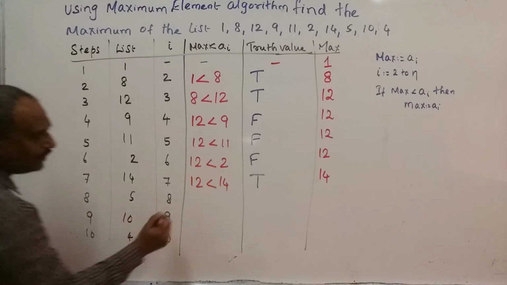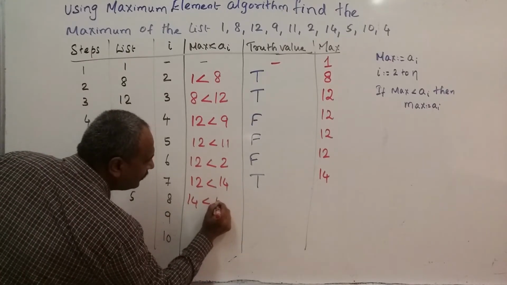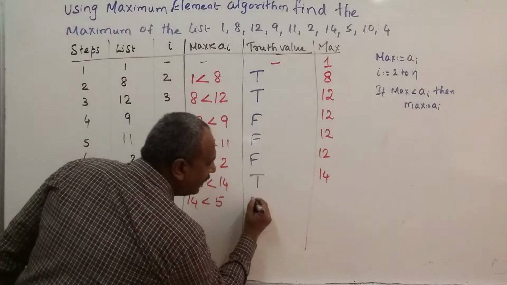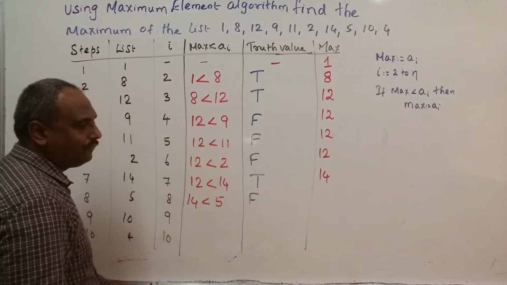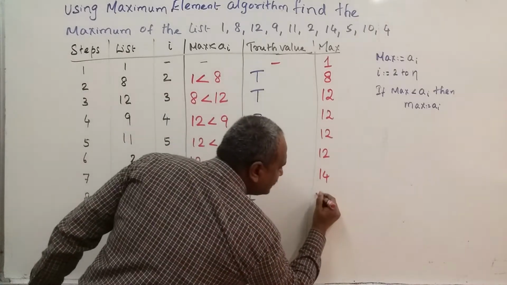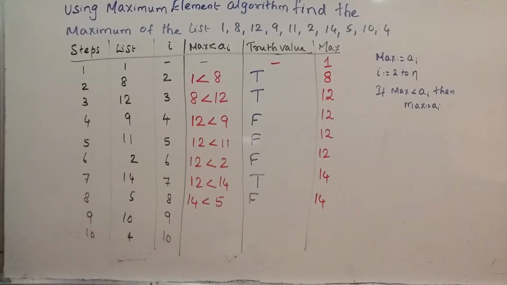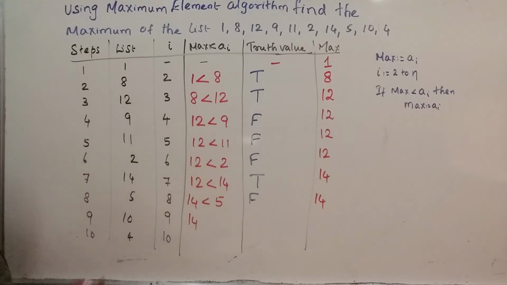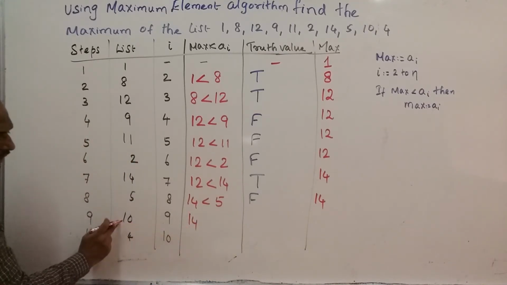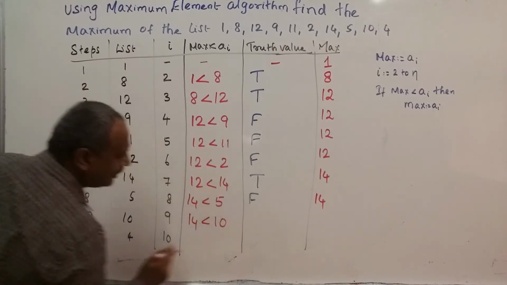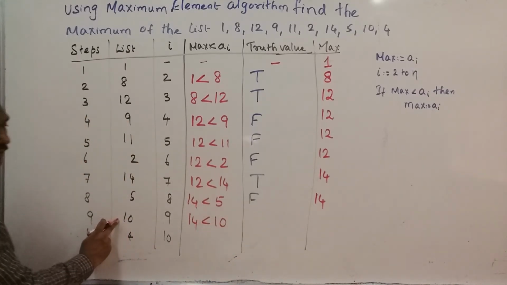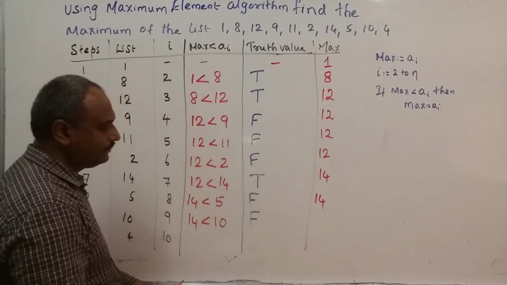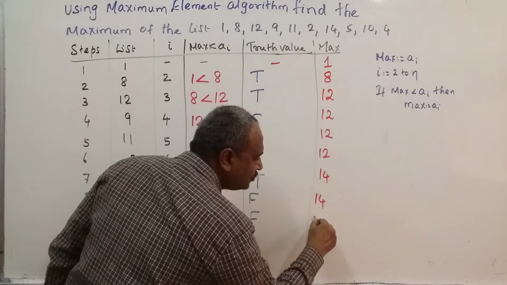When it comes to the next one, it is going to check 14. Is 14 less than 5? The truth value will be false. So the answer will be 14. There is no change. Again, when it comes here on the ninth step, 14 is going to be compared with the corresponding number. What is the corresponding number? 10. Again, the truth value will be false. So again there is no change.